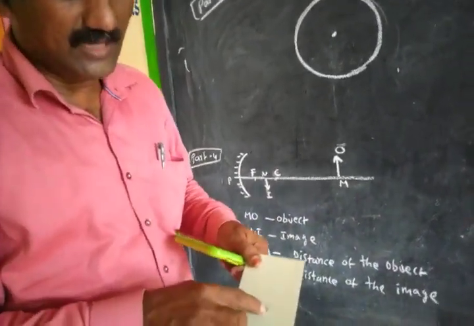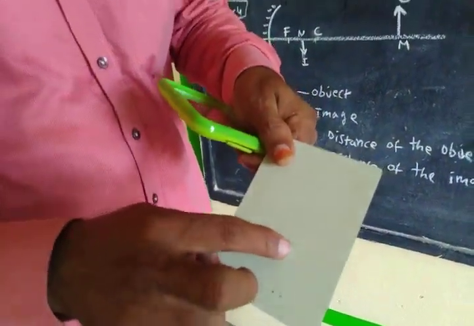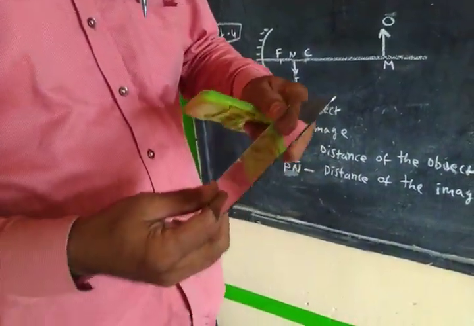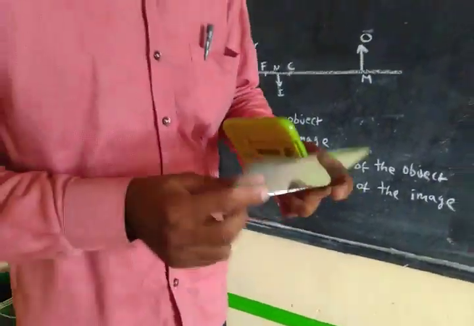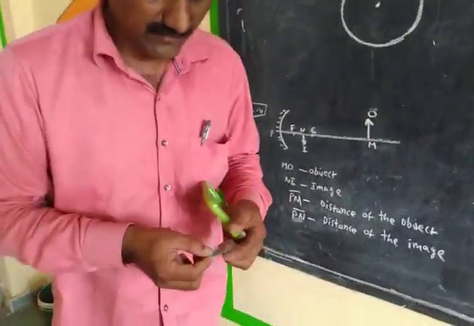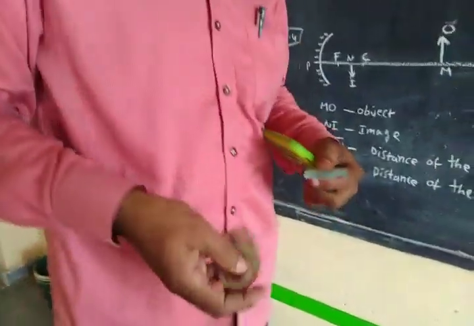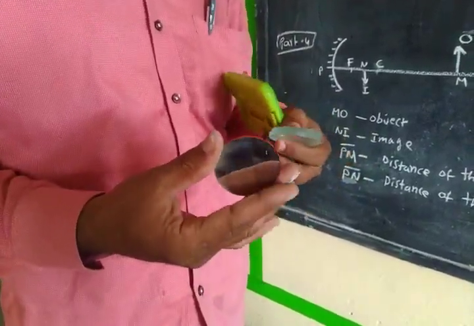This is the mirror which is detached from the frame. Here I have removed the color to make it transparent on both sides. If one side is coated, that is called a mirror, we know it. This is the plane mirror, and we came to know that this is the concave mirror.